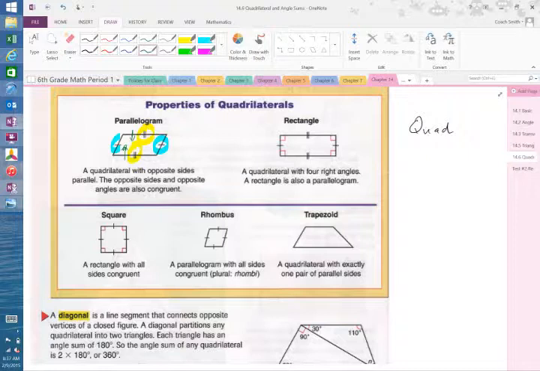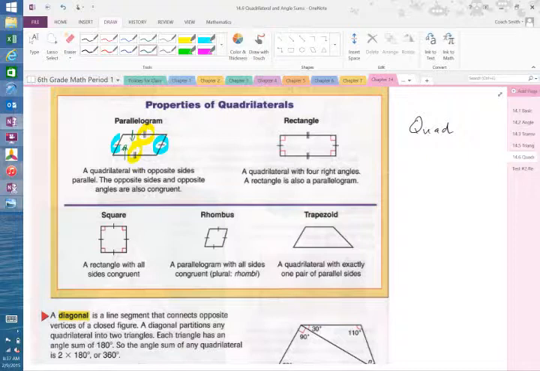Now, the next one, obviously the square. The square has 90-degree angles with its sides all congruent. So basically it's a rectangle, but the difference between a rectangle and a square is that on the square all the sides are the same. But it is a rectangle. And a rectangle is a parallelogram, so therefore a square has to be a parallelogram.